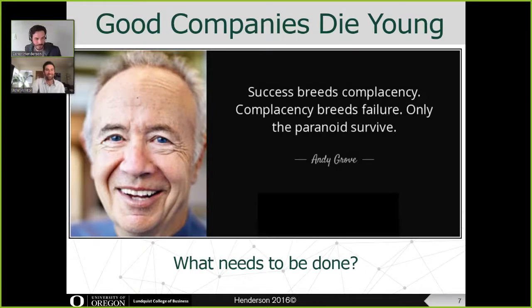So Andy Grove is the old Intel CEO, and he did a major change in Intel's strategy. They originally were just more focused on memory, and then they switched to be more on processing power and basically getting your computer to do things faster. And Intel Inside. And this famous quote was that we're successful, but that success is going to breed complacency, and complacency is going to breed failure. And so we're going to stay paranoid.